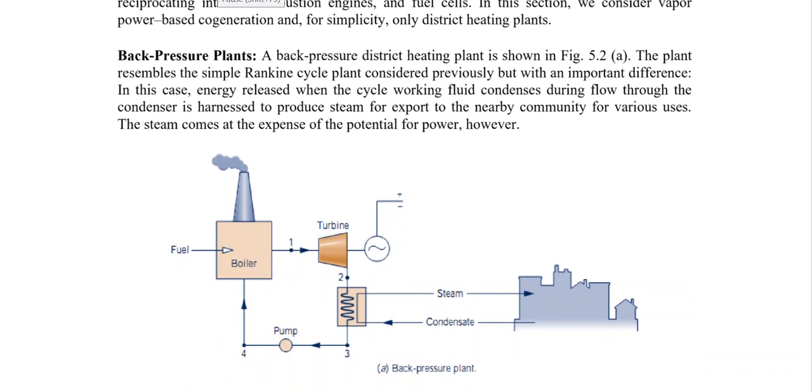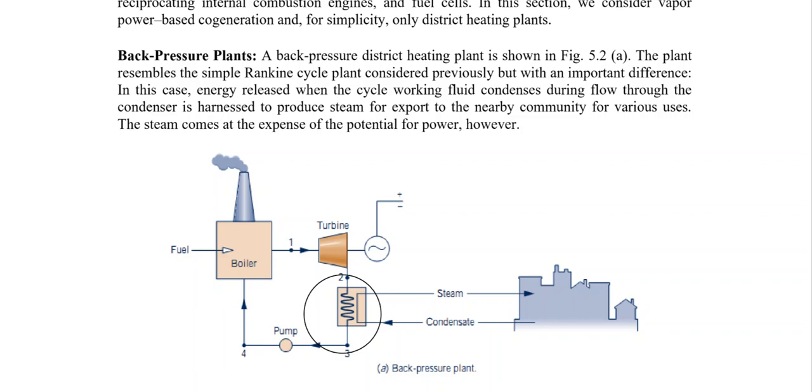The first example of the cogeneration system is back pressure plants. A back pressure district heating plants that is shown over in this figure. The plant resembles simple Rankine cycle. Obviously, it's just a simple Rankine cycle with a heat exchanger, which is actually attached to it, and that is actually producing steam for the export to the nearby community or for the various use.